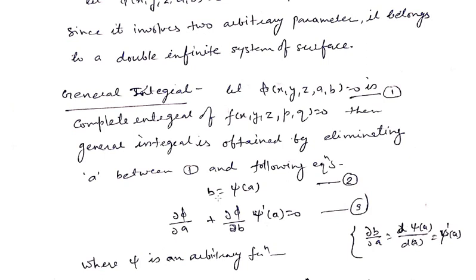del phi upon del a plus del phi upon del b psi dash a, where psi dash a is del b upon del a, equal to d psi of a upon da, meaning differentiate it with respect to a. Here we apply the chain rule: del phi upon del b times del b upon del a, and del b upon del a is equal to psi dash a. That's why it becomes in this form. So after eliminating a using these two equations, the resultant equation is the general integral of the given equation.